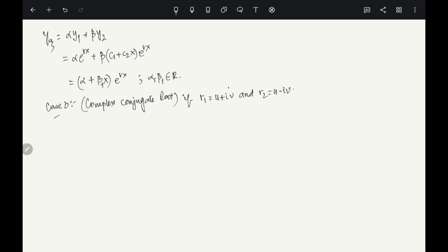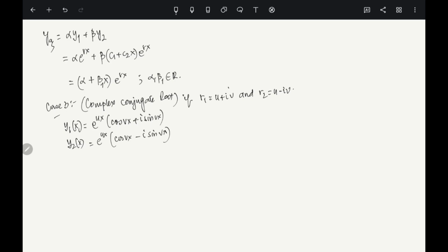In this case you are going to get two solutions. y1 of x will look like e power r1 x, so e power ux times e power ivx, which is cosine vx plus i sine vx. And y2 of x will be the exact same thing with the minus sign: e power ux (cosine vx minus i sine vx). Now I can write a linear combination of these as the general solution.